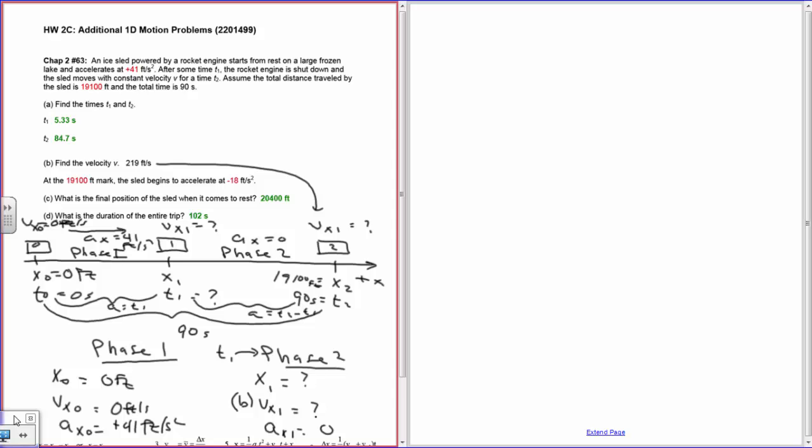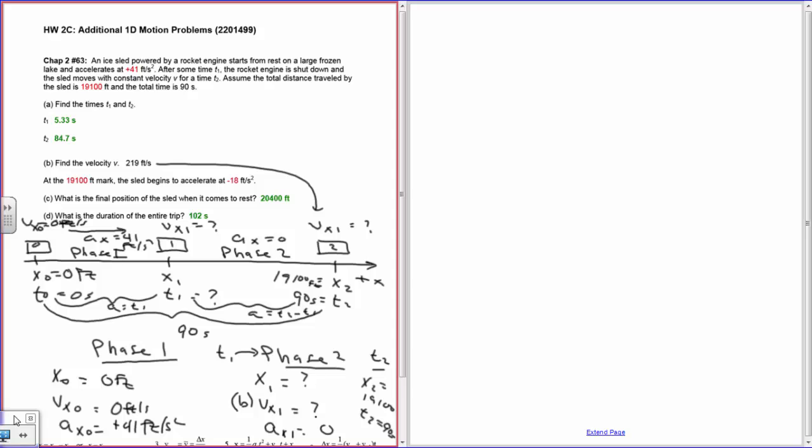And we know something at time 2. At some later point in time, we know that our x2 position is 19,100 feet, and we know that our total time equals 90 seconds.